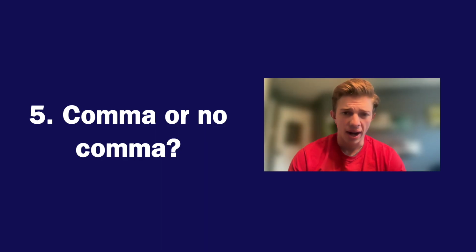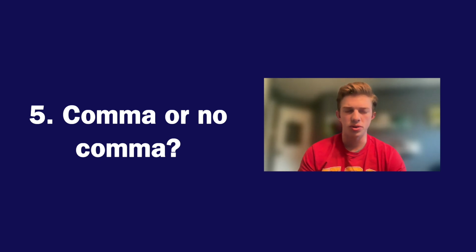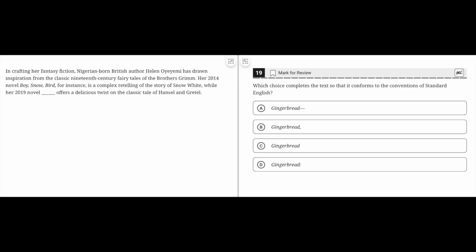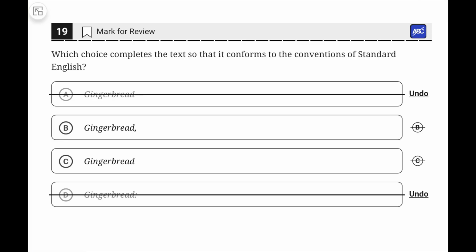Now, finally, what I think the hardest, trickiest, and most deceiving type of question on the digital SAT has to do with the comma or no comma questions. Here's what I mean. In this example here, we're trying to fill in the blank with the correct form of the word gingerbread, followed by either a dash, a comma, nothing, or a colon. And pretty clearly here, we can see that if we just read the sentence aloud, as usual, two options are immediately eliminated, the colon and the dash. It wouldn't make sense to use either of those here.